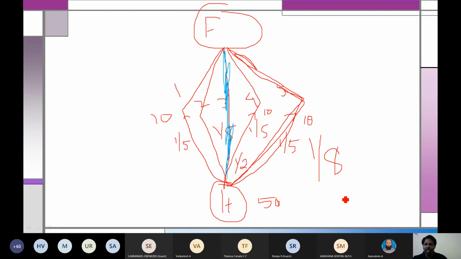So 1 by 2 means that if 50 ants are coming, 25 ants will go through path 3, because the probability became 1 by 2, that is half. Half of the total will go through path 3. And for 1 by 8, if I take 50 by 8, it will be around 6 ants. So 6 ants will go through path 5.